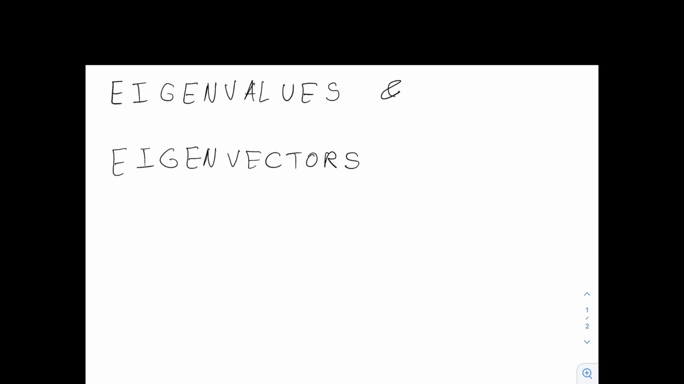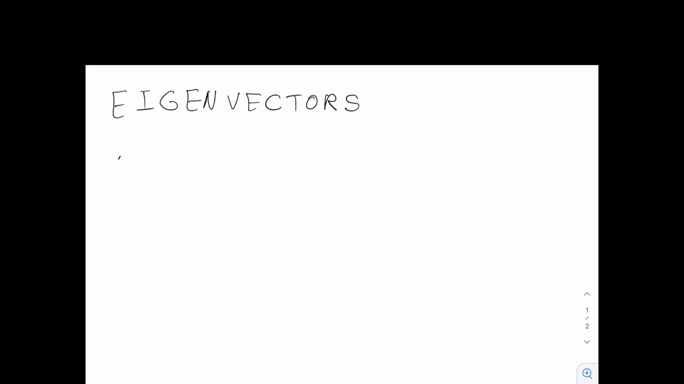Today, we're going to be discussing eigenvalues, eigenvectors, and their applications, as well as an intuitive explanation as to why we calculate them the way we do. So to begin, we have this relationship, where A is some matrix, v is some vector, and lambda is a scalar.